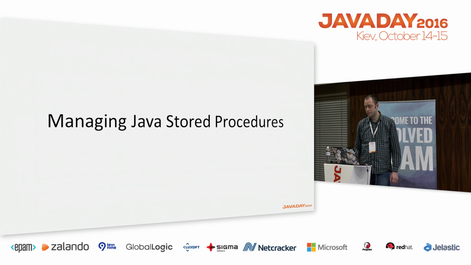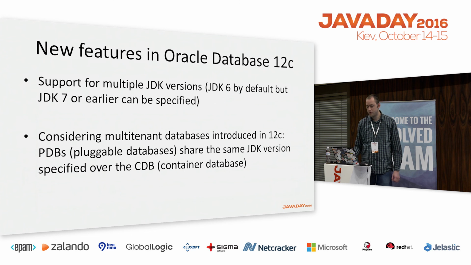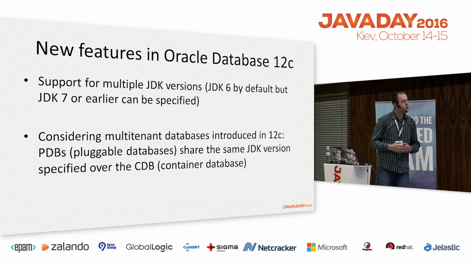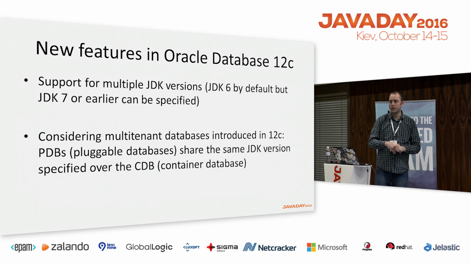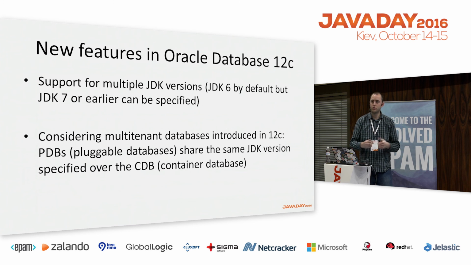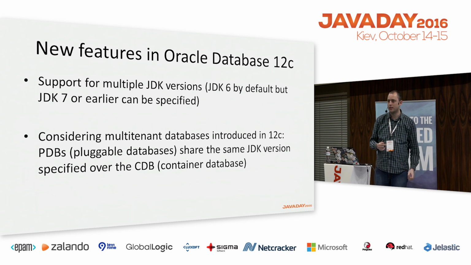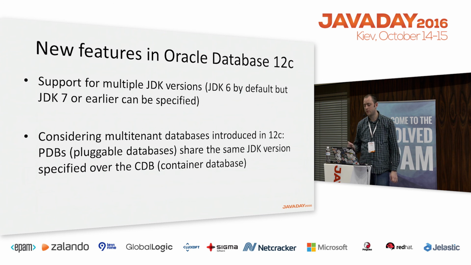However, since you're getting to the point, in terms of new features, this is my next slide, there is support for multiple JDK versions provided. So in 12c, you can basically specify whether you would like by default to use JDK 6, 7, or any other type of JDK. And it's much easier than you would do with earlier versions of the database. You just need to specify an option that says which version of the JDK you need to use.